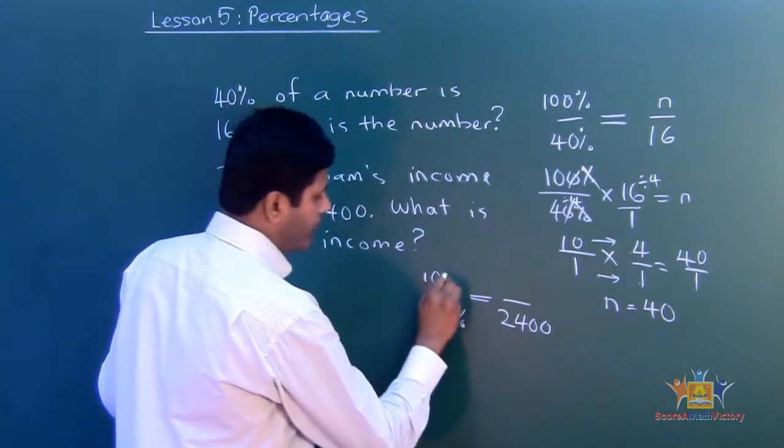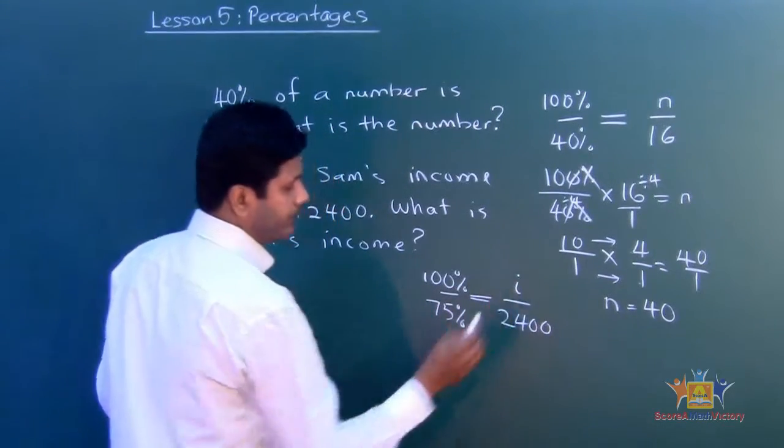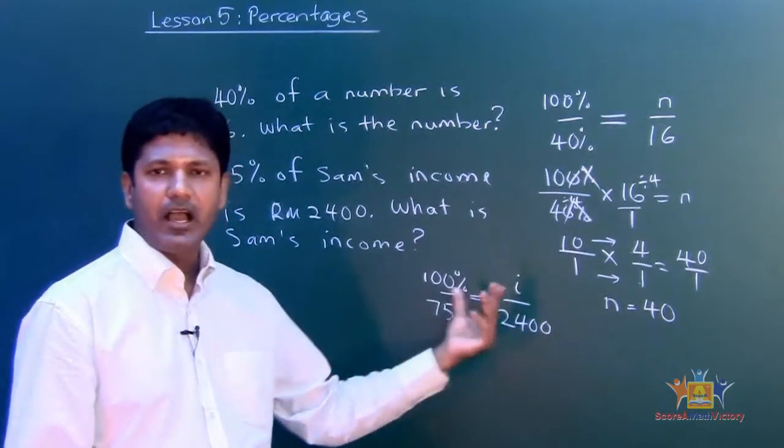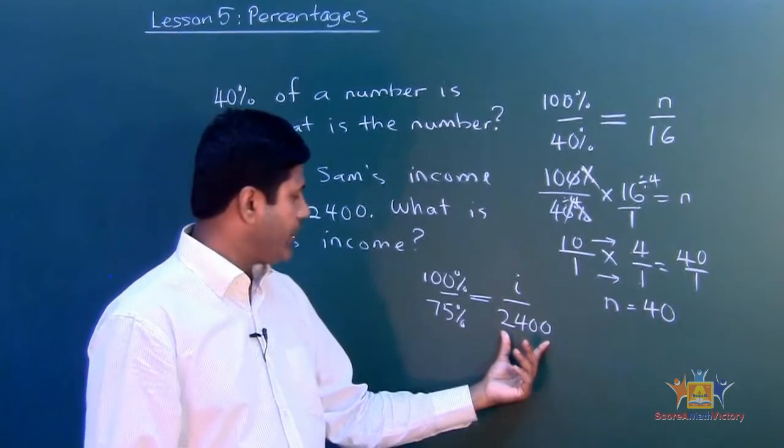100%. So we're going to put 100%, but we don't know the income. So we're just going to put I. We're going to put I, and we're looking for I. We're going to isolate I. In order for me to isolate I, the 2,400 has got to go.